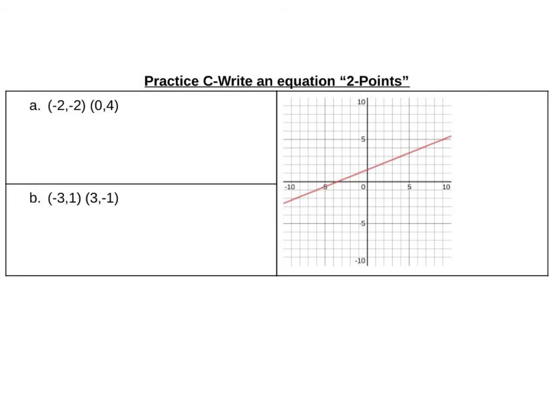So pause here to practice what we just looked at there, using your slope formula and solving for your b.